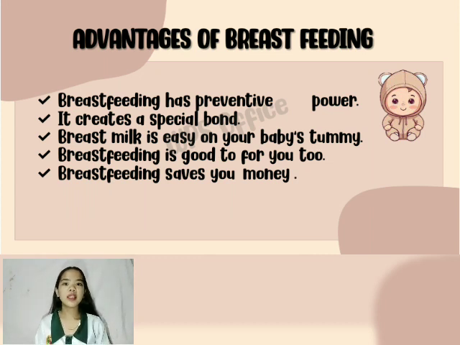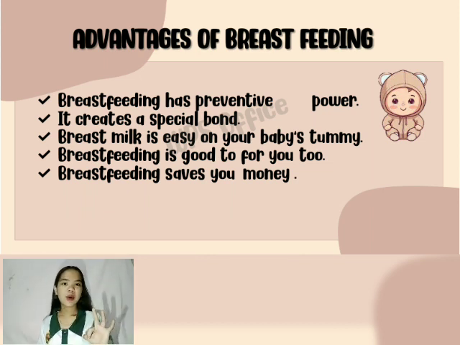The second one, it creates a special bond. Breastfeeding fosters a special bond between a mother and her infant through both physical and emotional connections. Physically, the close contact and skin-to-skin contact during breastfeeding release oxytocin, often referred to as the love hormone. The hormone contributes to feelings of bonding and affection between the mother and the baby.